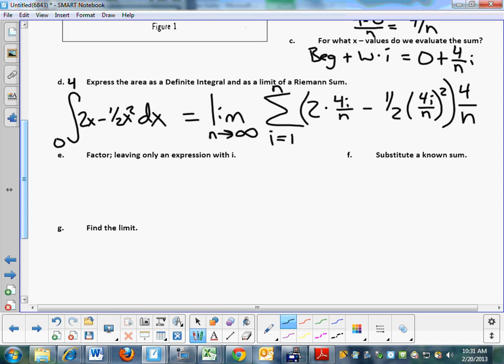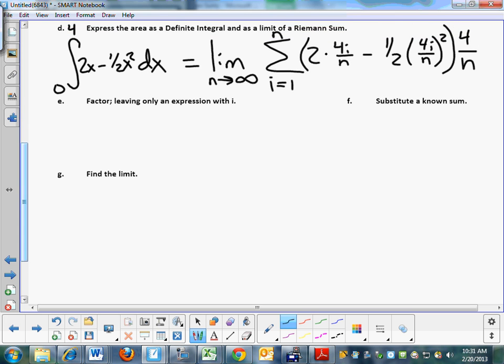Question. That's delta x, my width. Delta x is my width. 4i over n is not our width. That is our x sub i. That's what we plug into our function. That's the spot where we evaluate the heights. Got it? 4 over n is our width. We've got it. Now we need to go to work.